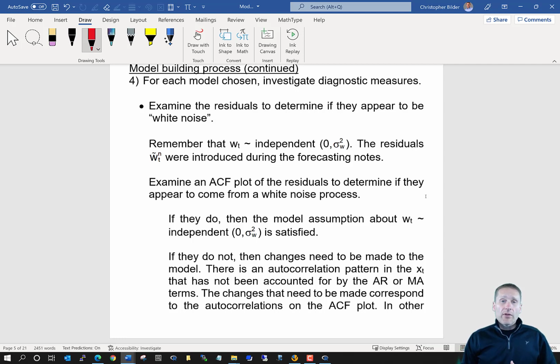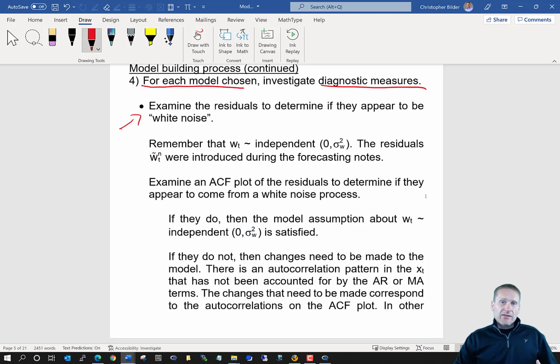Okay, so we've done steps 1 through 3. Next, let's do step 4, the model building process. For each model chosen, we are going to investigate various diagnostic measures for it. What that basically means is that we want to make sure that the corresponding mathematical assumptions that we have with our model are actually satisfied. So the first thing that we're going to do is take a look at this white noise assumption. We assume that the w sub t are independent with a mean of 0 and variance of sigma squared w. In other words, white noise.